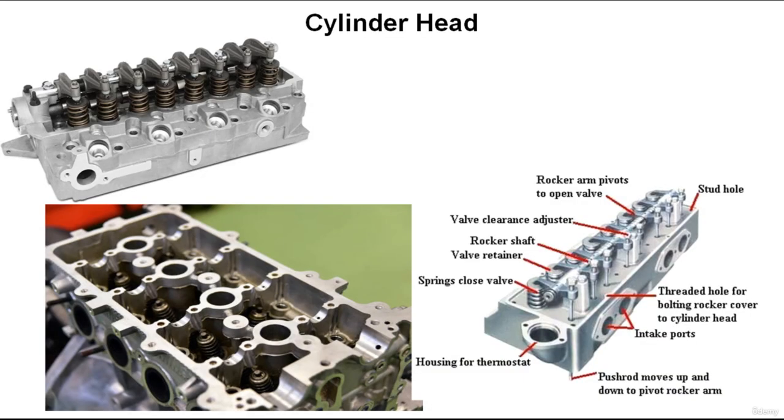Another important part is the cylinder head. The cylinder head fits on top of the cylinder block to close off and seal the top of the cylinders. The combustion chamber is an area into which the air-fuel mixture is compressed and burned. The cylinder head contains all or most of the combustion chamber. The cylinder head also contains ports, which are passageways through which the air-fuel mixture enters and burned gases exit the cylinder. A cylinder head can be made of cast iron or aluminum.